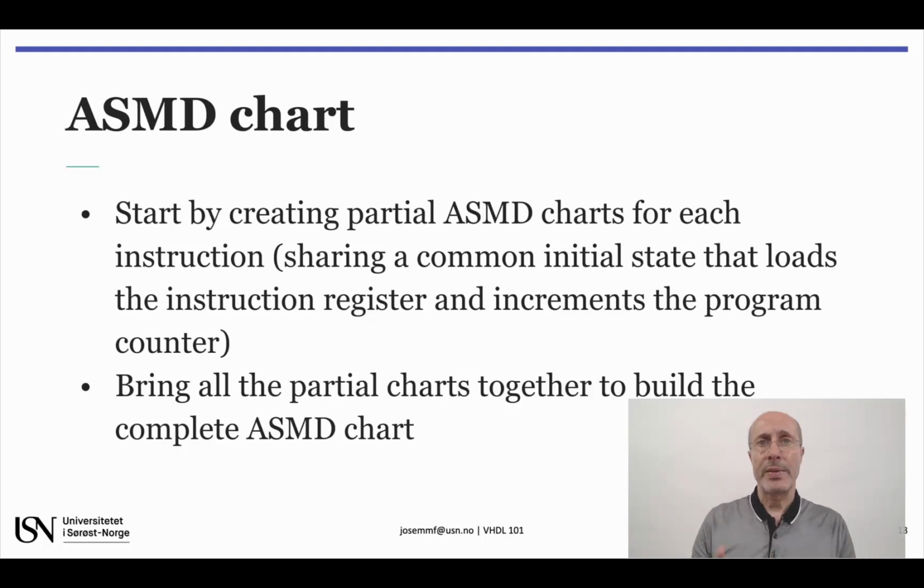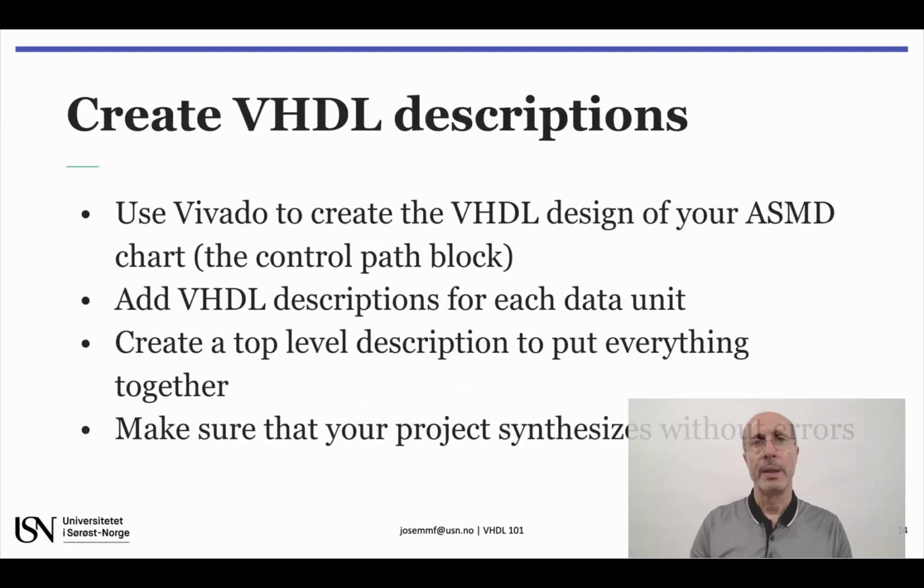Once you have partial ASMD charts for all your instructions, you can put them together to build the complete ASMD chart. The easiest part is now about to start. Once the ASMD chart is available, we can start coding. As usually in the case of FSMD architectures, you might prefer to use a hierarchical structural approach. Create the design files for each block, and then a top-level description to put them all together. Then make sure that you can synthesize the full project without any errors.